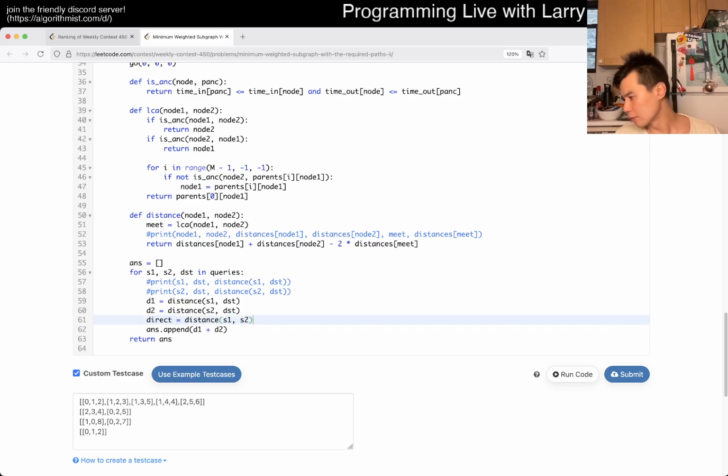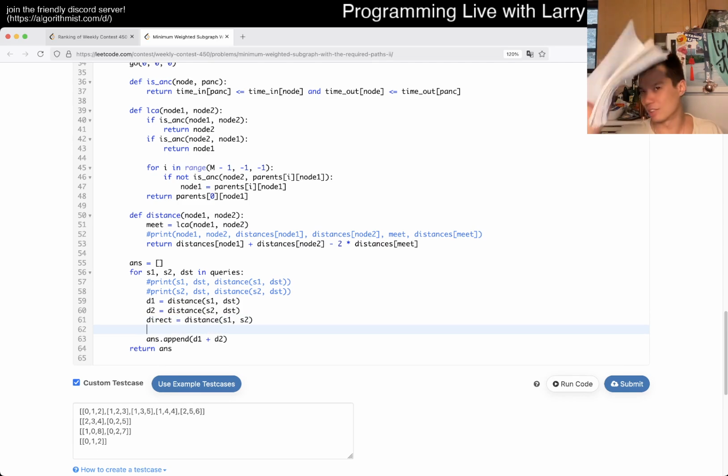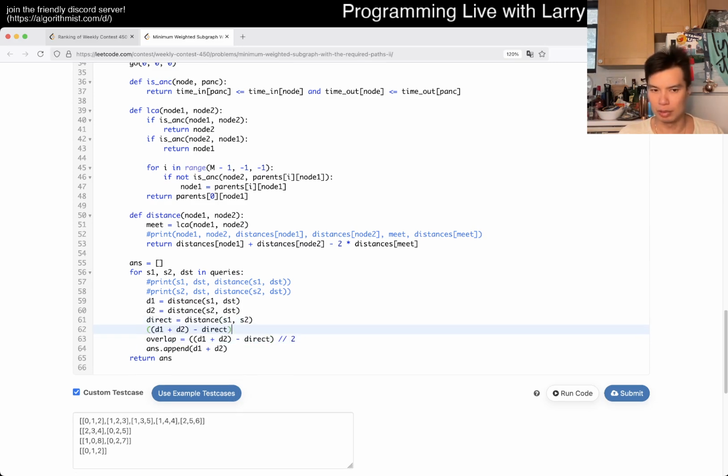Okay. I'm looking at my notebook in case anyone's curious, because I drew this out. So if you sum it, then you have that, and then the overlap is the direct. So then the overlap is equal to D1 plus D2 minus direct over 2. The part that feels weird is that this has to be even, which would be weird for this problem, I think. Given the constraints, it feels awkward that that's the case.